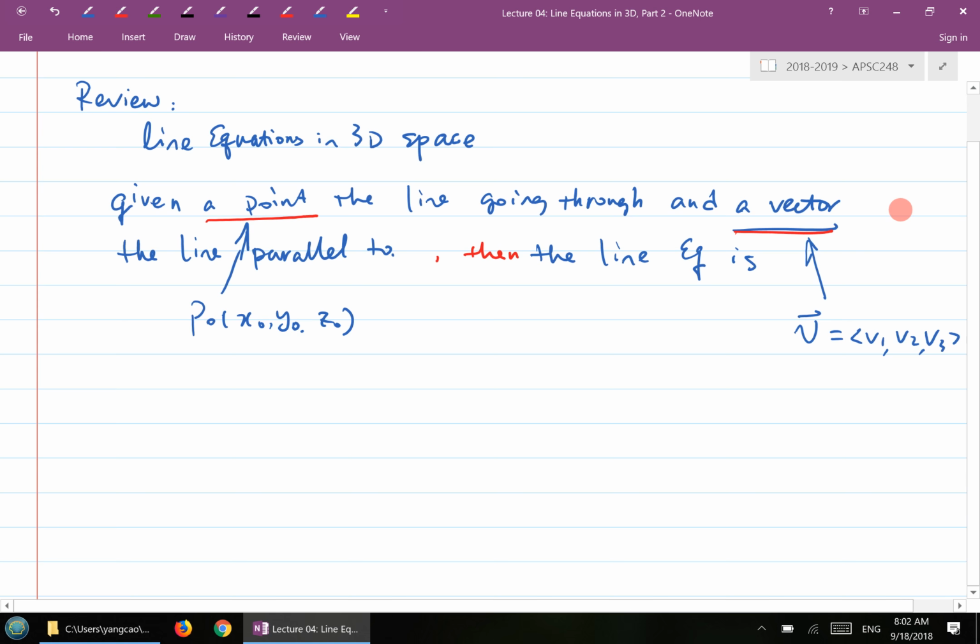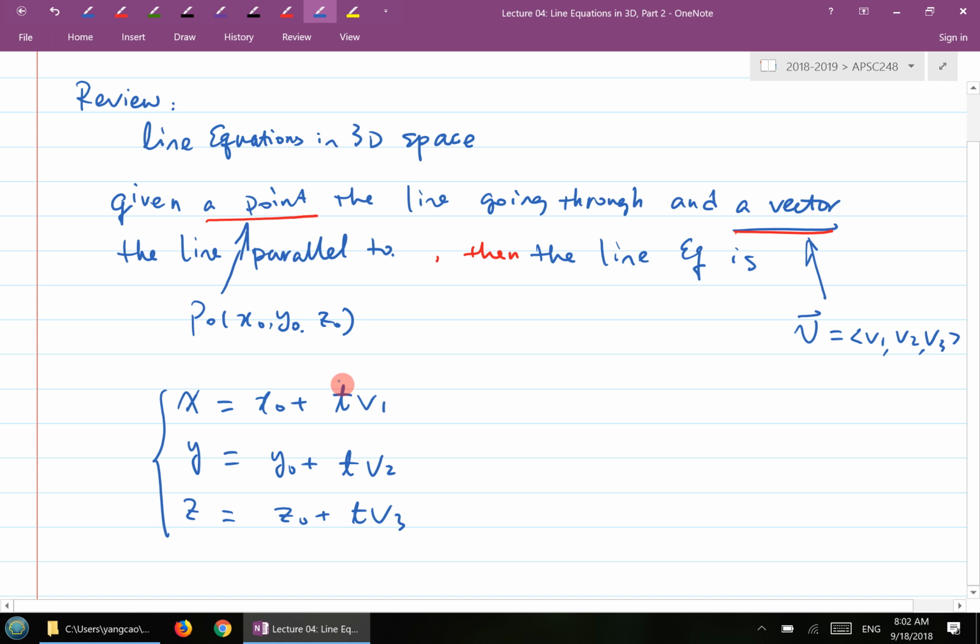Then this line equation is x equal to x naught plus t times v1, y equal to y naught plus t times v2. So here is a parametric equation created from a given point and a parallel vector to the line here.